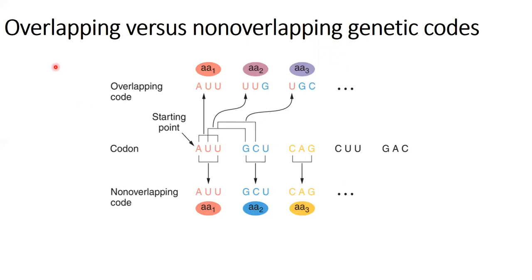So this figure shows a difference between an overlapping and a non-overlapping codon. The example shows a three-letter or a triplet code for non-overlapping here. For a non-overlapping code, consecutive amino acids are specified by consecutive code words or codons. And for an overlapping code, consecutive amino acids are specified by codons that have some consecutive bases in common. For example, the last two bases of this codon may also be the first two bases of the next codon.